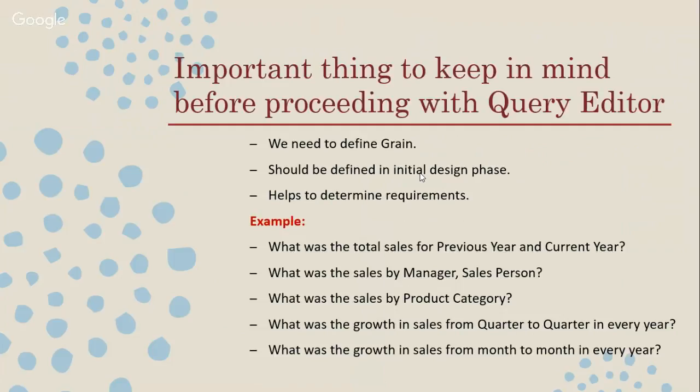So what is grain? If we discuss it a little bit, it is the level at which facts are measured. That means, suppose you want to find out the lowest level of information stored in a fact table. If you don't define a particular grain, you cannot identify the lowest level of information available in the fact. And at the same time, what is the highest level of information stored in the fact table.